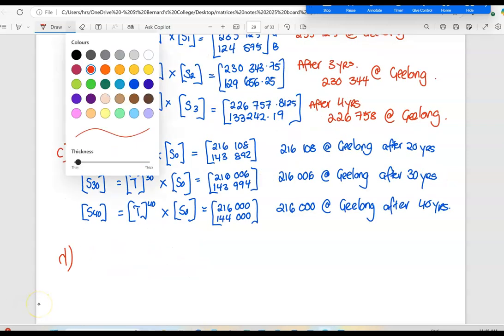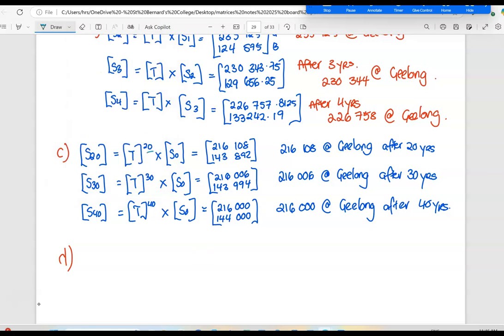So we were using that power trick, and we saw after 20 years, Geelong had 216 and 108. Then after 30, then after 40. So what did you notice? We can notice it's slowing down and it's starting to always be close to 216 at Geelong. So this is what happens after so many transitions. You hit what we call a steady state or the long term. And so that's probably what they're looking for, because they know that in the long term, we are going to have this many people at Geelong and this many at Ballarat.